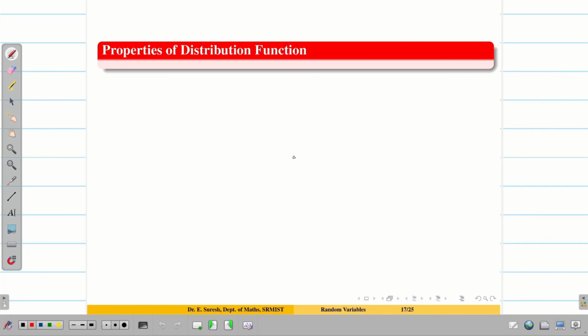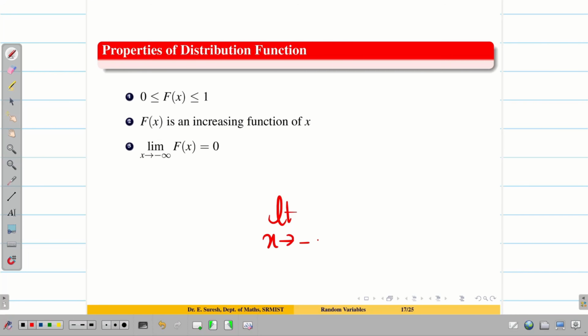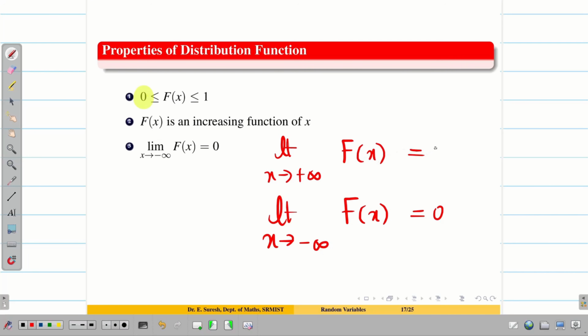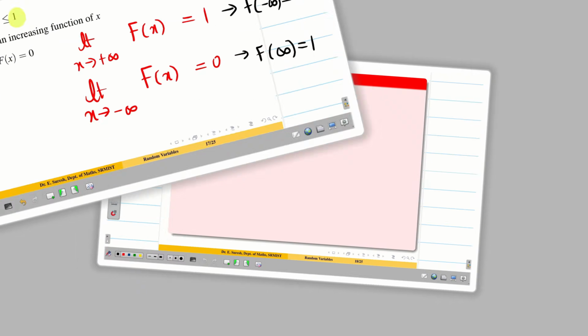Next, very important, we are going to deal with properties of CDF. It is obvious that probability lies between 0 and 1, and capital F of x also lies between 0 and 1, and capital F of x is always an increasing function. So limit x tends to minus infinity, capital F of x is always 0, and limit x tends to plus infinity, capital F of x is always 1. Sometimes we can write this as F of minus infinity is 0 and F of plus infinity is 1. Next, we are going to deal with problems.